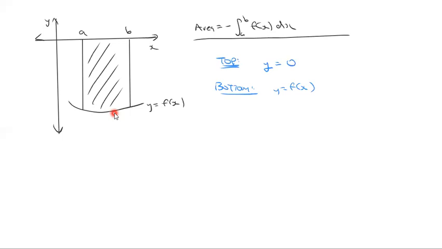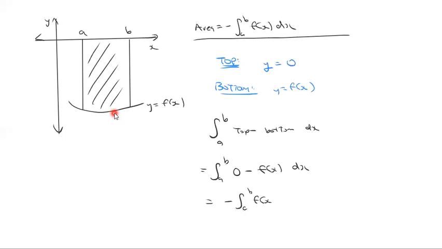So if you think of it as the integral from a to b of top minus bottom, then it'll be the integral from a to b of 0 minus f of x dx, which is just the negative of the integral of f of x dx. So can you see that this rule can be derived from just understanding that the top is 0 and the bottom is your f of x? Does that make sense? Good.